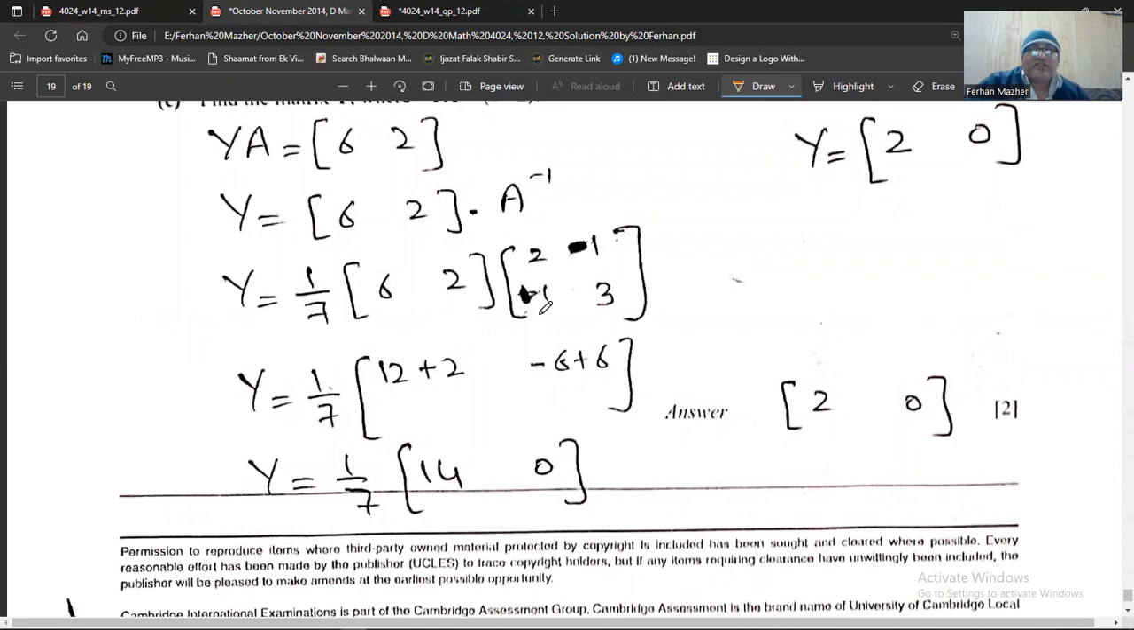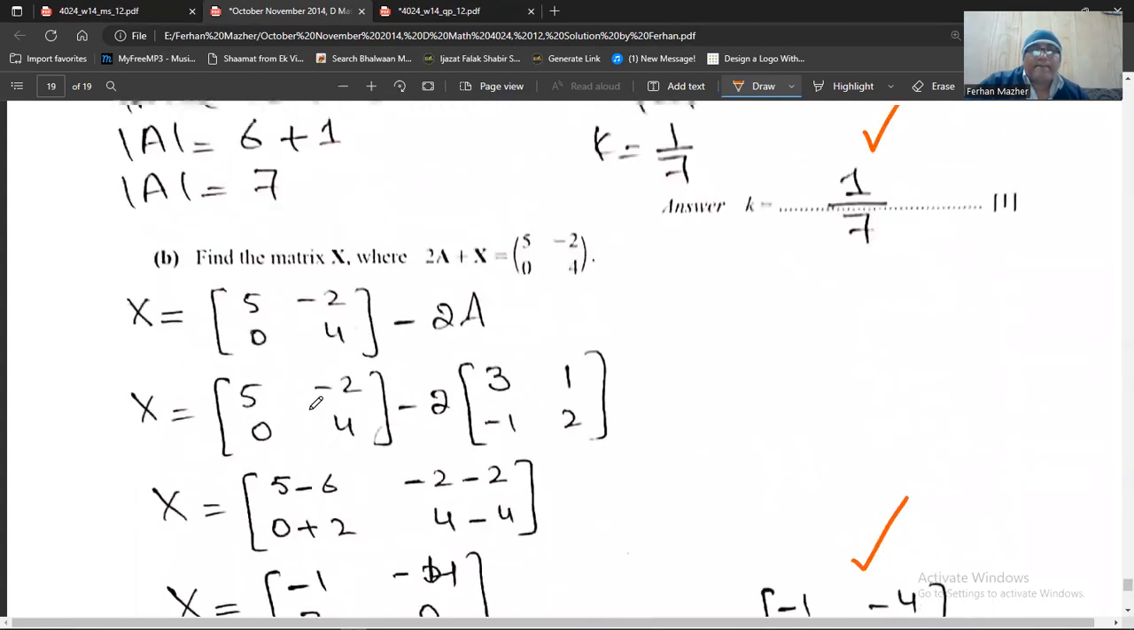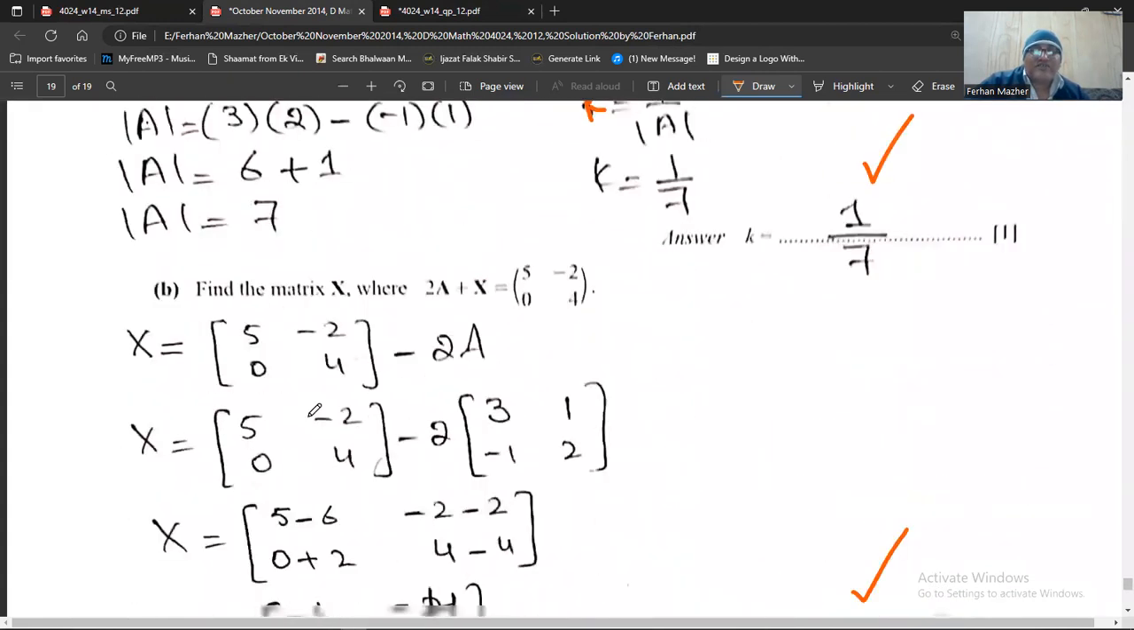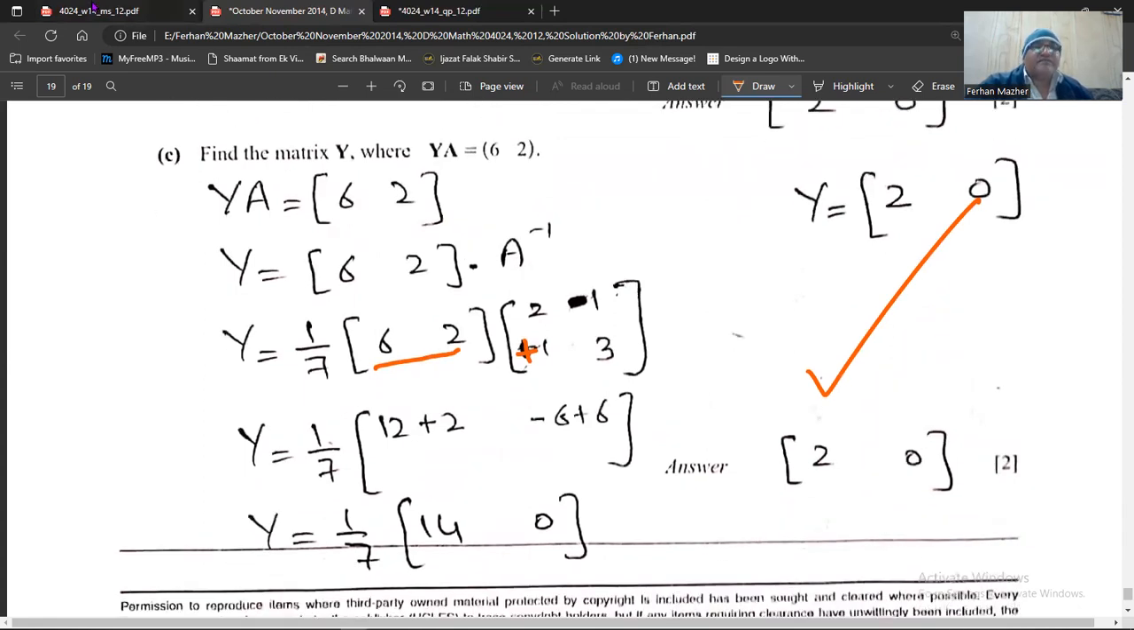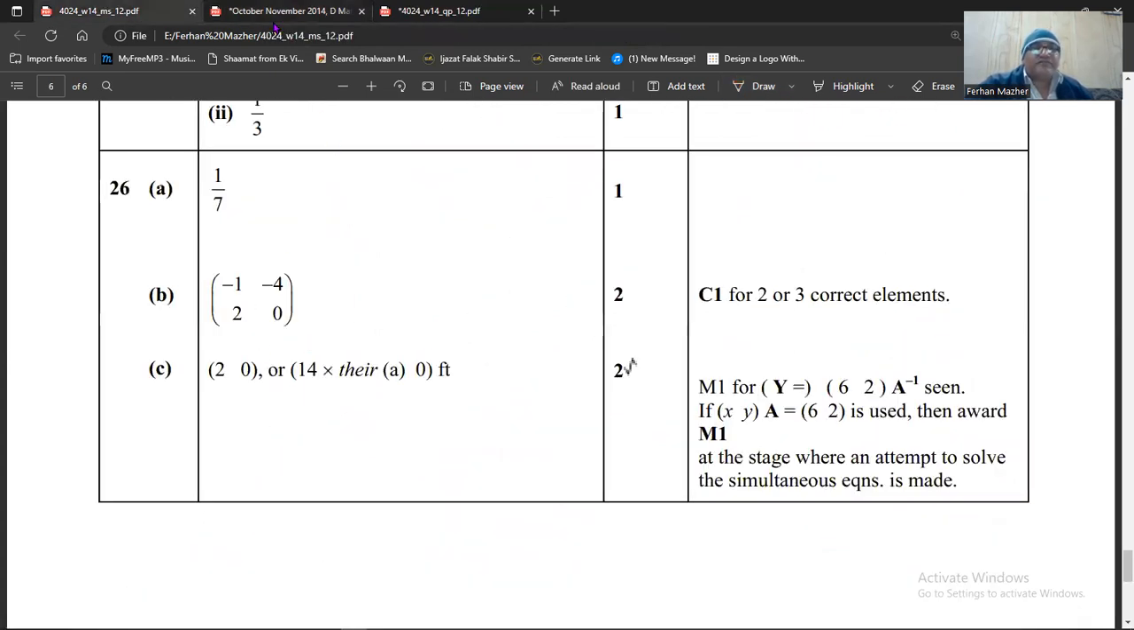Okay, 2, 3, minus 1, and plus 1. I hope it's plus 1. Yeah, it's plus 1. So, this will multiply with the first column. So 6 2s are 12 and 2 1s are 2. So 12 plus 2. Then this will multiply with this column. It will be minus 6 plus 6. It will be 14, 0. So when you divide it with the 1 by 7, 14 by 7, that is 2. 0 by 7, that's 0. So this is the answer. This is how it is done. 2, 0.